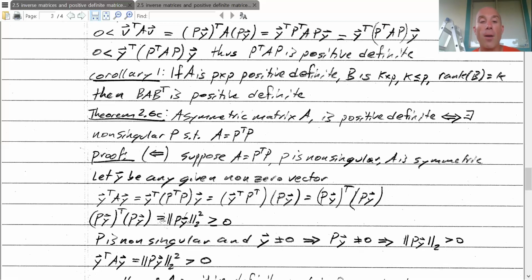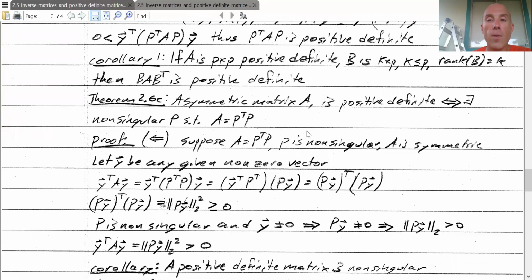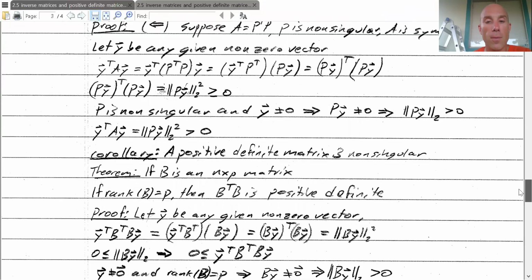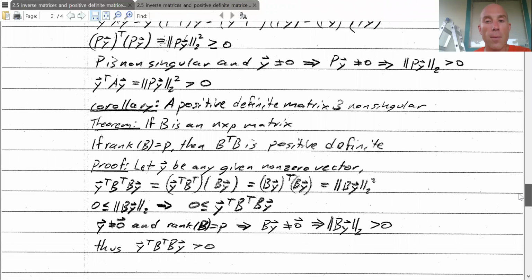All right, so we know that we don't get the 0 vector, which means that this has to be a positive number. This is a positive number, therefore y transpose A y has to be positive also. So once again, we get the result. So we can see that A is a positive definite matrix. All right, so one thing that comes out of this is, as a corollary, a positive definite matrix is non-singular. So anytime I have a positive definite matrix, automatically it has an inverse.